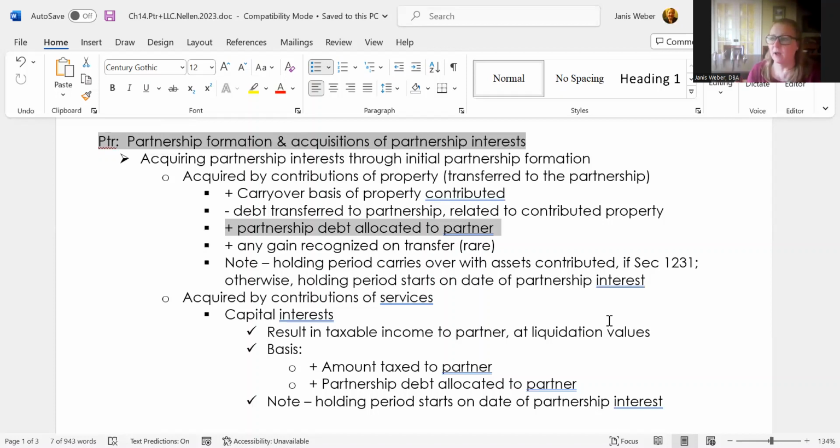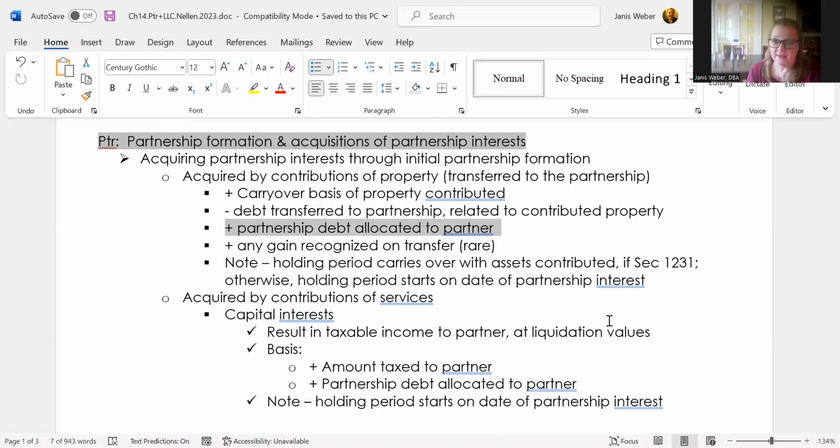So let's say you had a building that you're contributing and it had a $120,000 basis that you're carrying on your books, the net book value. And so net book value is 120, but you owe a loan on it for $40,000. So 120,000 basis minus a $40,000 loan means the net that you're pushing into the partnership is $80,000. And that's what your basis is going to be. If that's the only thing that happened, you would be $80,000 basis in the partnership interest you just acquired.